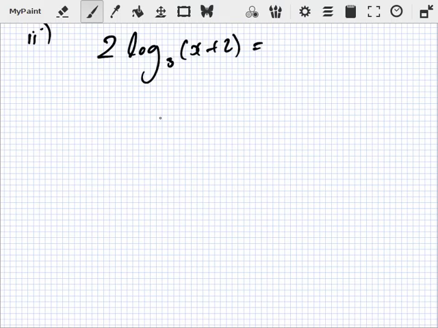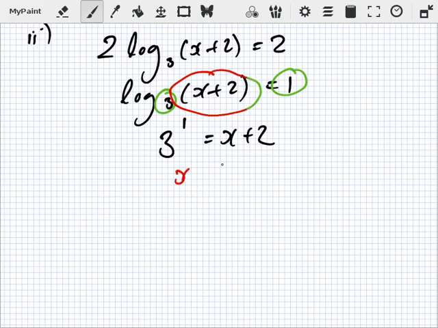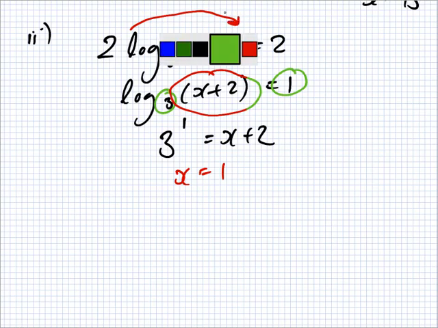Okay. I divide both sides by 2. So this must equal 1. So that means 3 to the power of 1 must equal x plus 2. That's the definition of log. So then x is 1. So what's he getting this equals 0? Oh wait, I know what he did. He brought the 2 up to the top. Well, that was stupid. That just made it much more difficult.